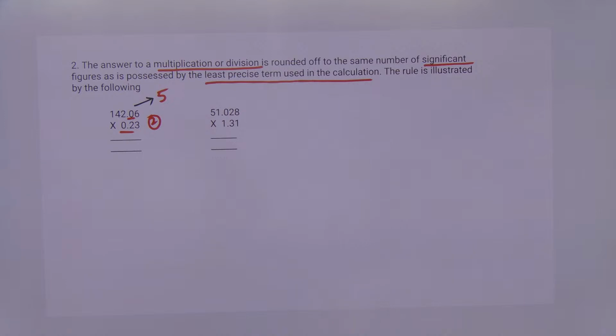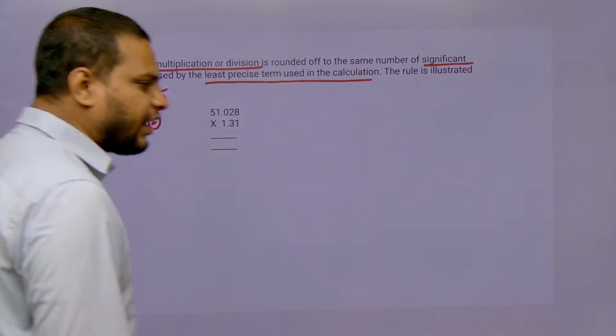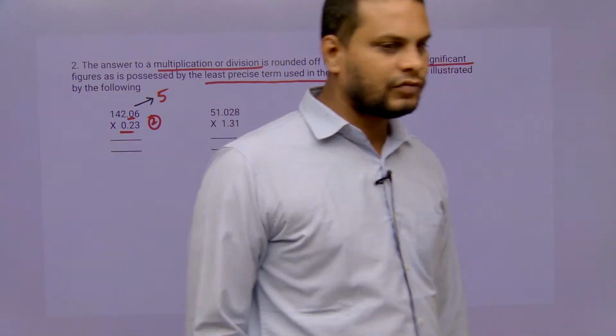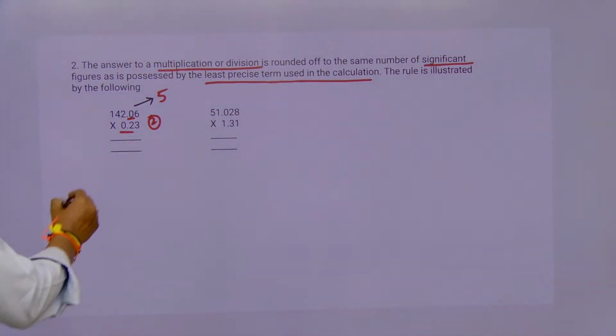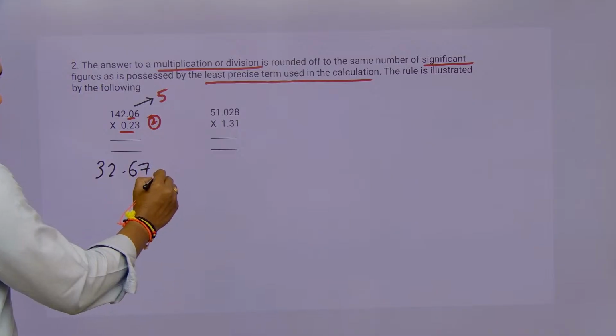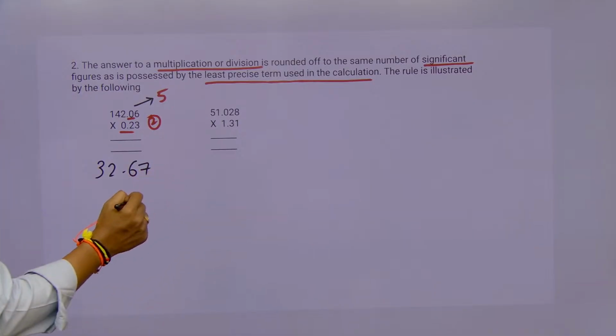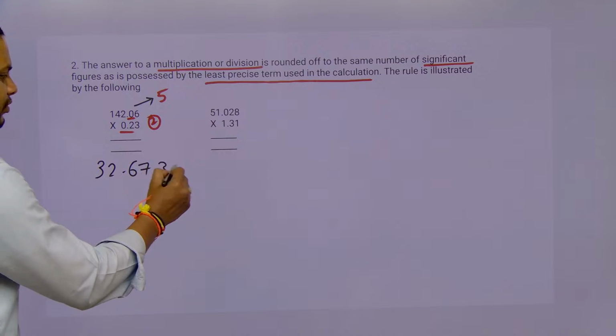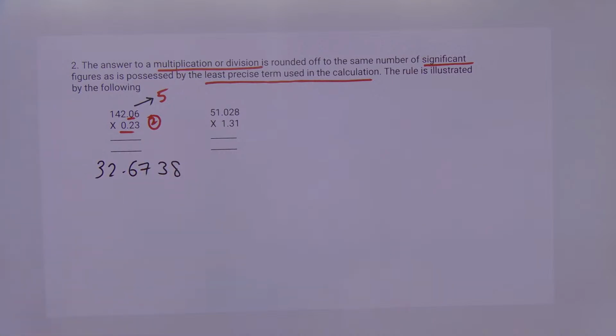First one, how much did you get? 33, yeah? Very good. What is the first one? You did the multiplication, right? What is the value you got? Tell me. 32 point, so 32.67. 38. Yeah. Now what do we have to do?